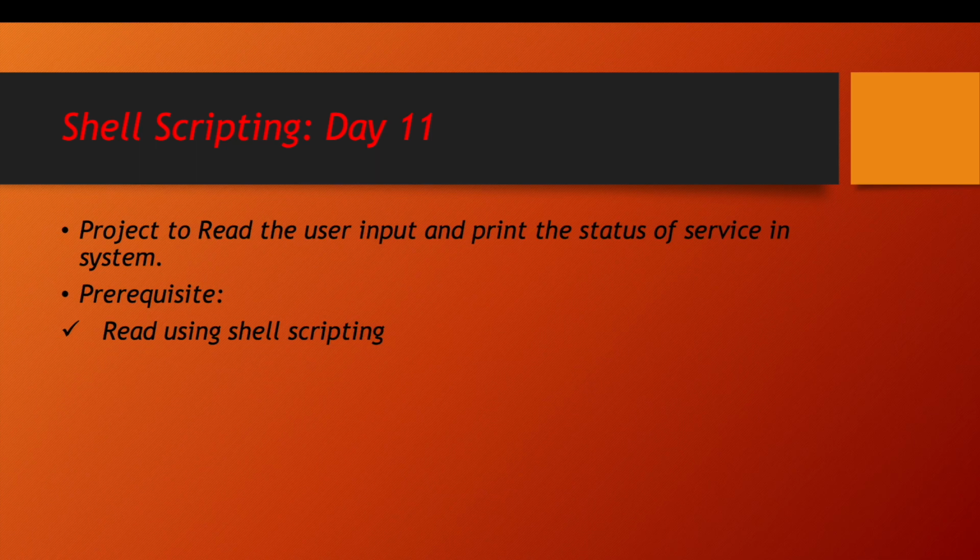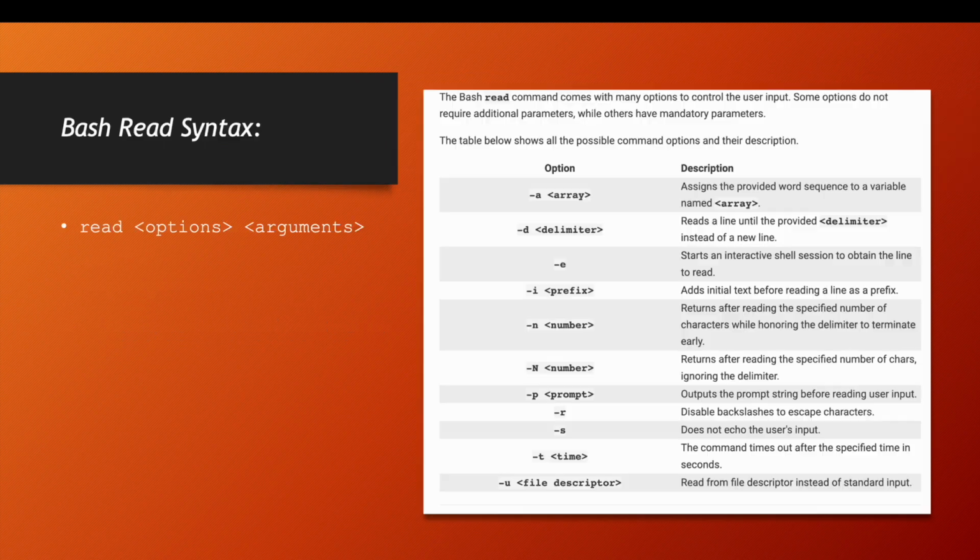So in today's lecture, we'll be learning how to read the user input and print the status of a service in the system. First we'll be taking the name of the service as user input, and then we'll be checking the status of the service. But a prerequisite for this course is that you need to first know how to read input using shell scripting. So let us first understand this concept and then we'll write the shell script.